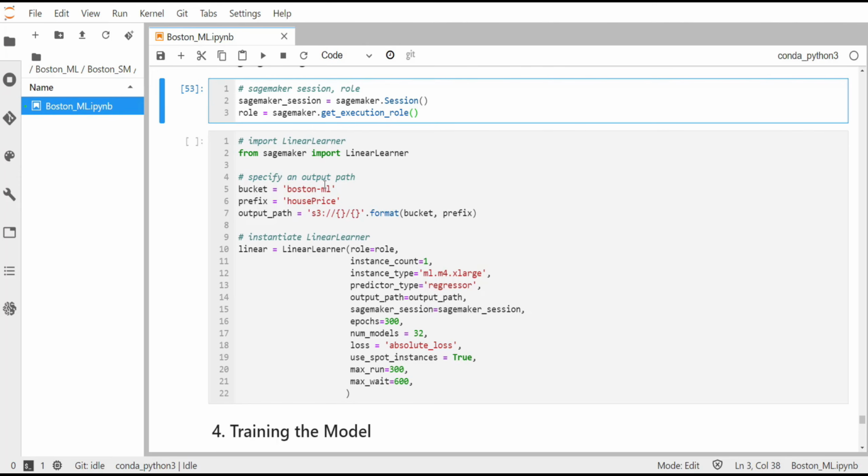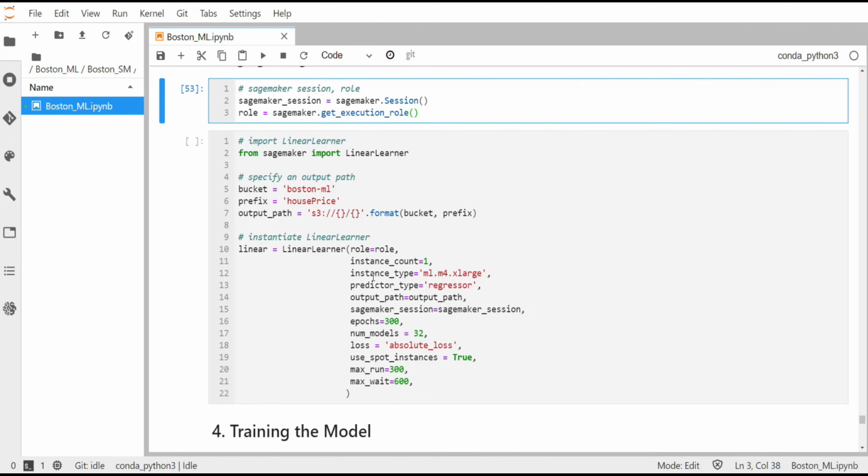In the next cell, I am importing the linear learner library first. Then we have the bucket name and the prefix defining our complete output path where our trained model will be stored as a model artifact. Then from line 10 comes the important part, where we have defined the model parameters. So our role is the current IAM role used by the notebook running this project, which basically has the access of the S3 bucket to fetch the input data for model training.